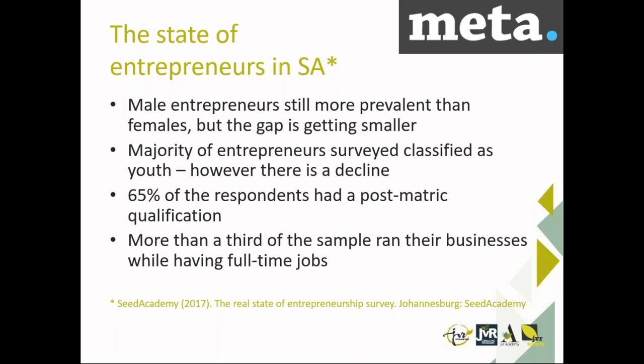Just to give a bit of background in terms of entrepreneurship and what it looks like demographically in South Africa, we see that it's still more prevalent to find male entrepreneurs than females, but that gap is actually getting smaller in the consecutive surveys that they have run. The majority of the entrepreneurs that were surveyed classified themselves as youth, in other words, people under the age of 35. But there is also a decline in that number. So it seems like we are finding more and more people that are possibly a bit older also venturing into entrepreneurship, or it could be that the people have just been in this entrepreneurship realm for a bit longer.